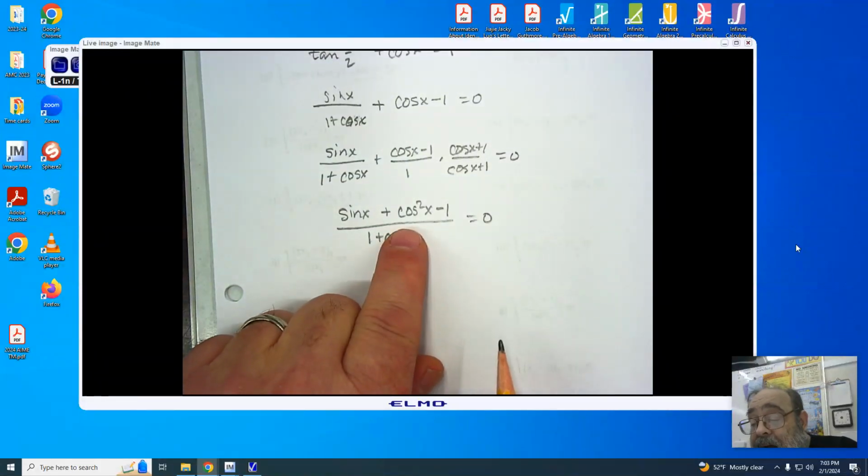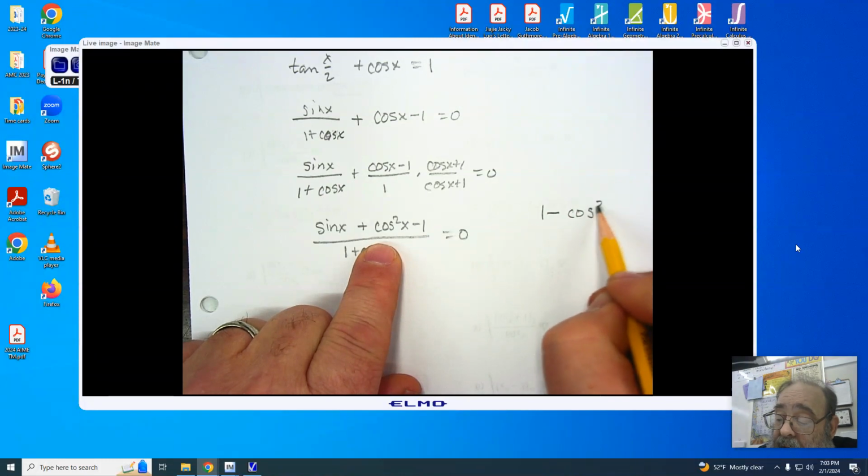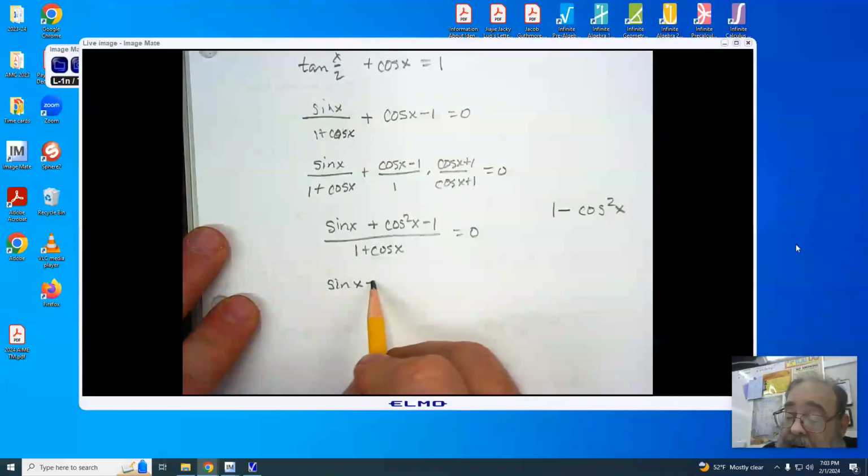I then recognize that this is the opposite of the Pythagorean theorem, which means that I'm going to have to factor out a negative. Sine of x minus.